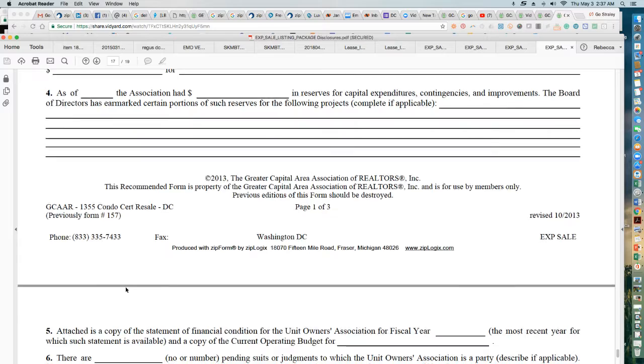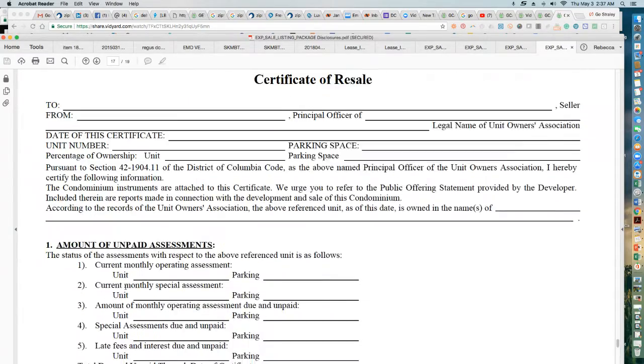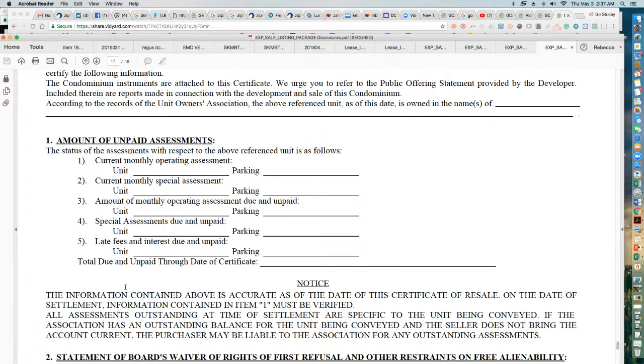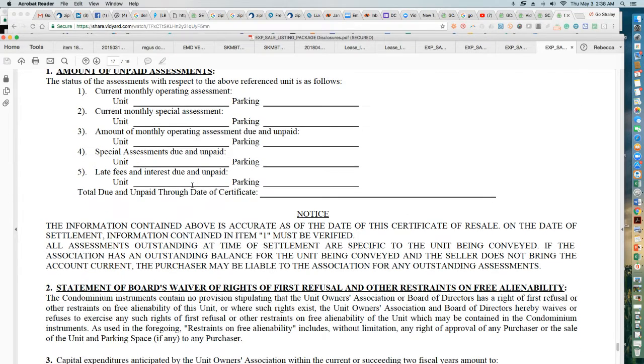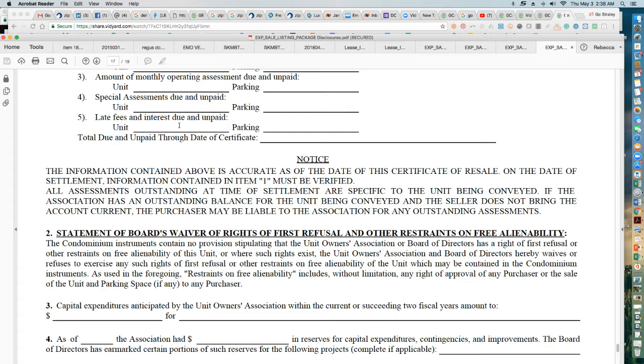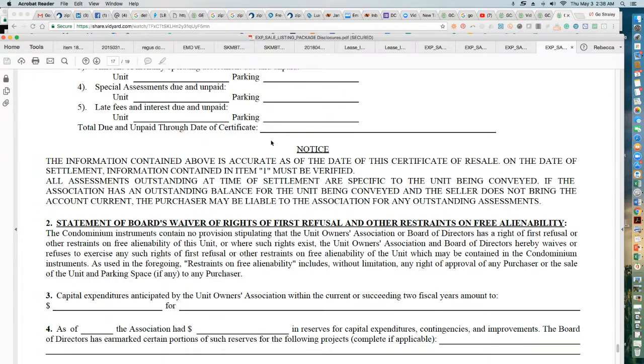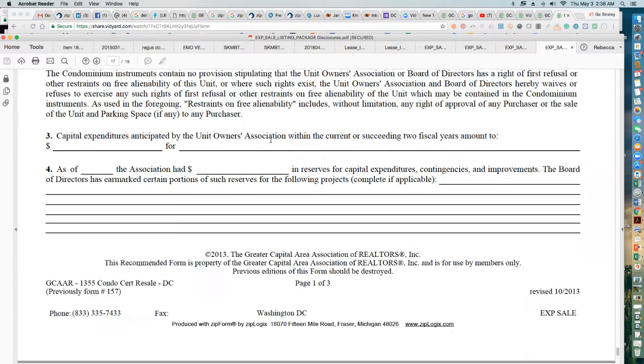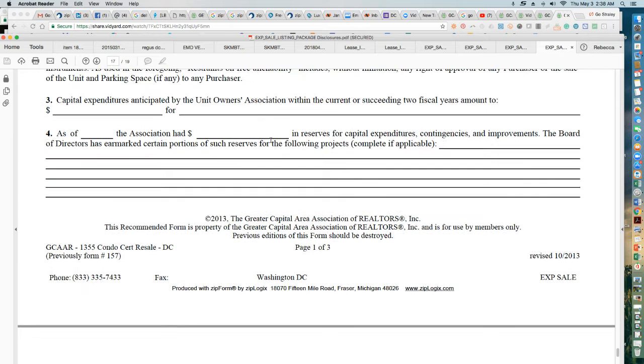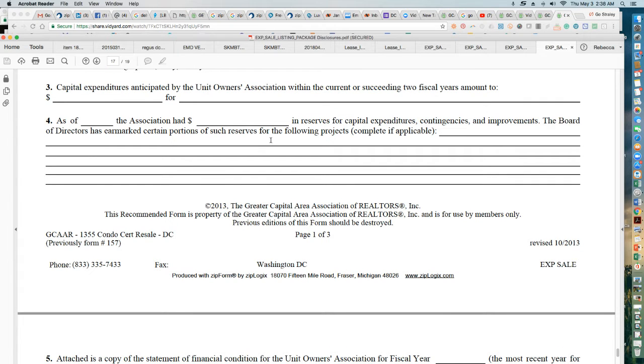So as we look through this document, this would be something that you wanted to provide to the buyer. And it talks about the unpaid assessments and operating special assessment if there's a monthly operating assessment. So we want to make sure these items are completed, late fees and interest due. If there's anything like this and they're left blank, please go back and make sure that they either put in zeros or NA. And capital expenditure. So just make sure this is not you going to be completing it, but you're going to make sure that it is completed properly.